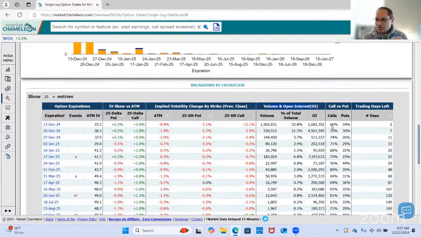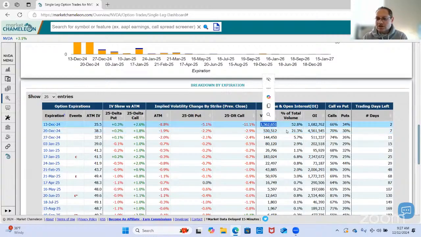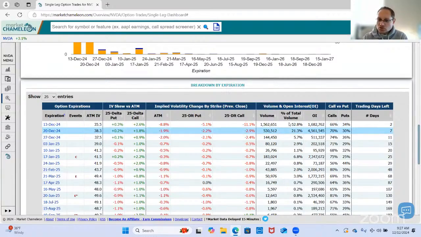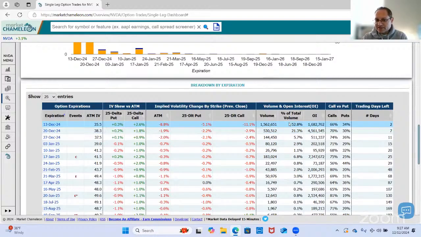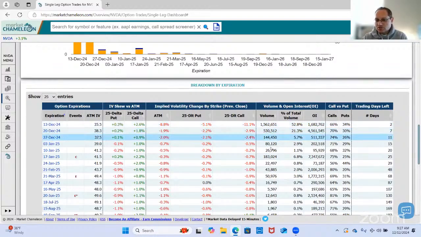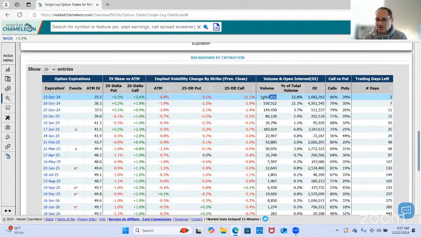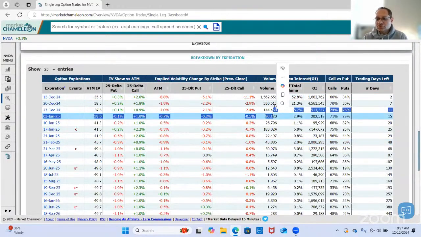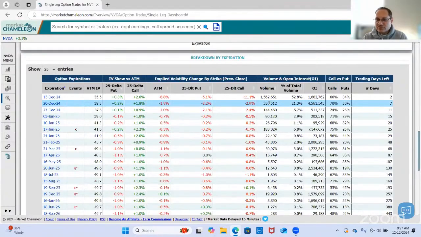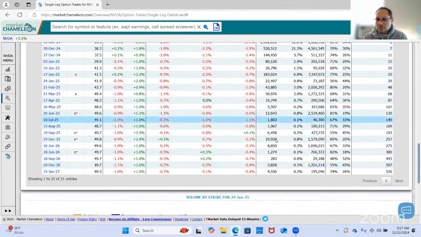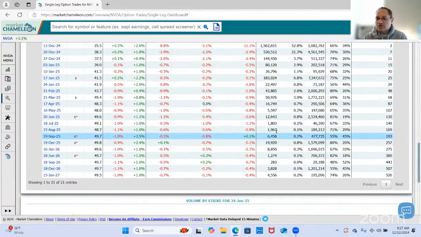Then we have a couple more stats here to reference. One is just looking at the actual volume for each expiration. You can eyeball and see that December 13th sticks out, 1.5 million. The next one, December 20th, 500,000. And the other ones kind of taper off.